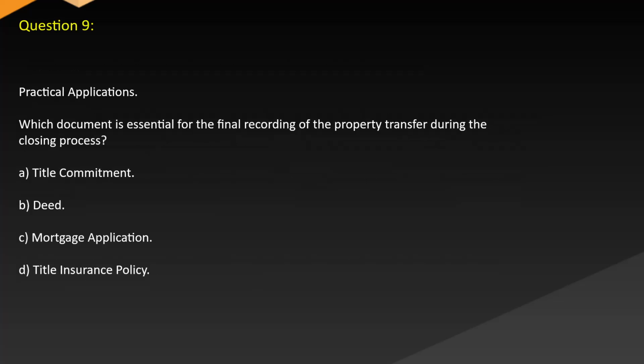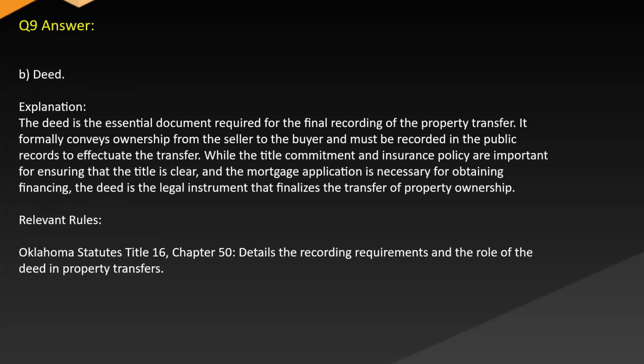Question 9. Practical applications. Which document is essential for the final recording of the property transfer during the closing process? A. Title commitment. B. Deed. C. Mortgage application. D. Title insurance policy. Answer: B. Deed. Explanation: the deed is the essential document required for the final recording of the property transfer.